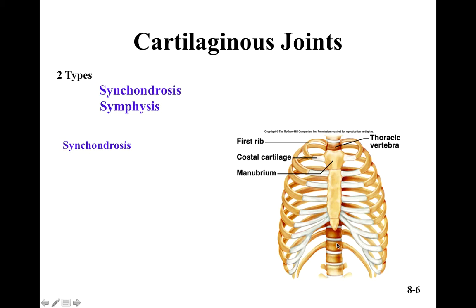All right, the two types of cartilaginous joints. We have synchondrosis joints and symphysis joints. The synchondrosis joints are just bands of hyaline cartilage that hold the bones together. So you have bands of hyaline cartilage.